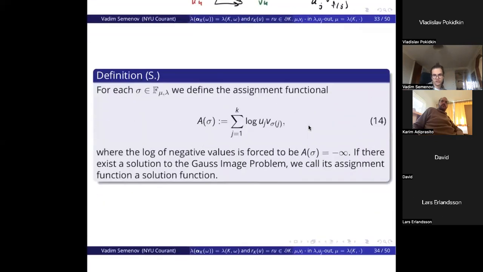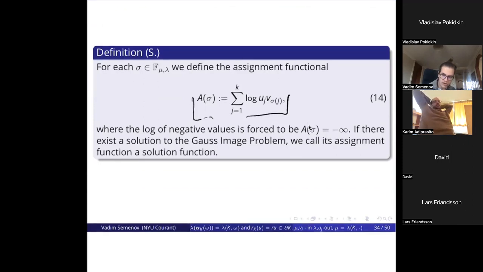So one essential ingredient we need is to define the Simon functional. This is going to be of this form, A of sigma. We have a set of permutations, and then we define a sum of log u_j v_sigma(j) on them. And because this set is discrete, you always have a maximizer. But the question which we will actually analyze is whether there exists a unique maximizer in this set.